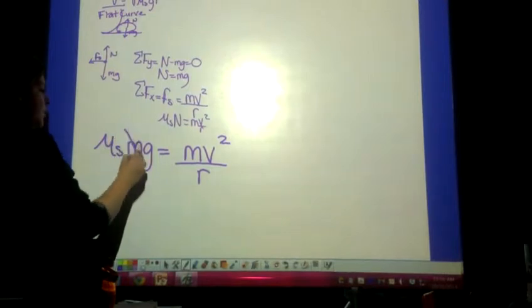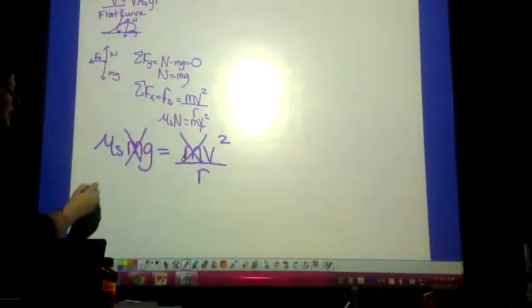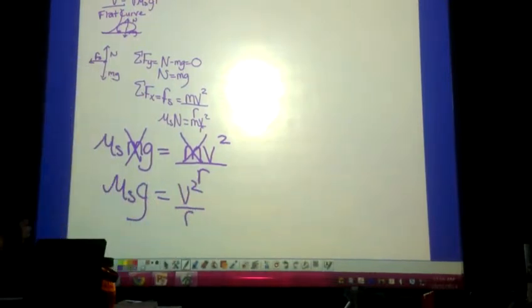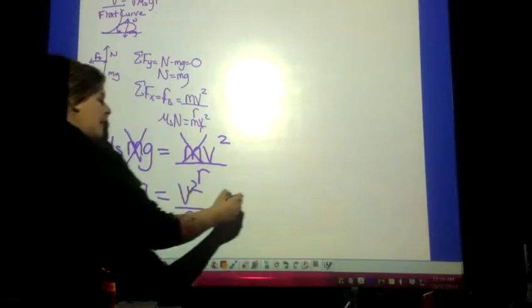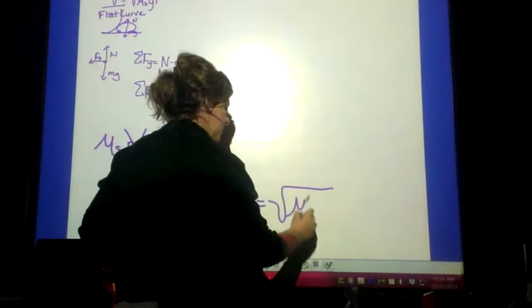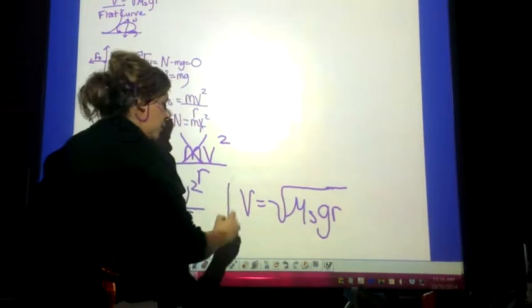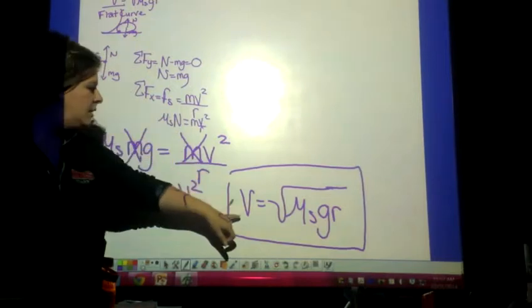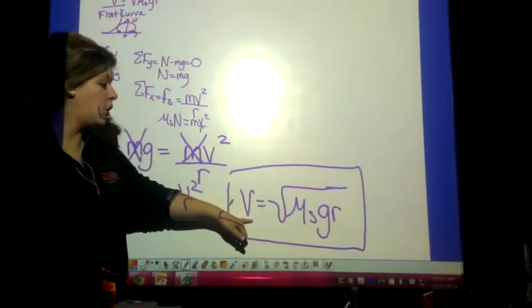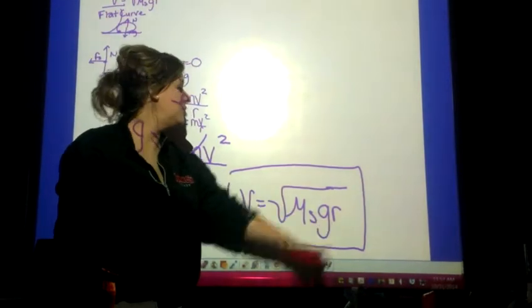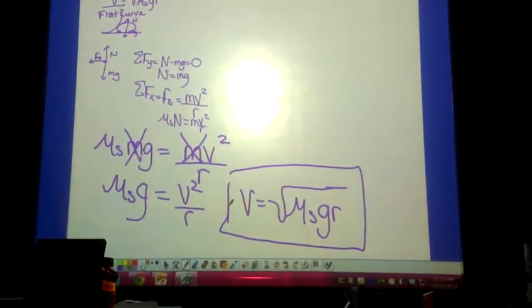Let me simplify this down even more. Mass on both sides, let me cancel that. So now I get mu s times g equals v squared over r. Now if I rearrange this for v, I would get v equals the square root of mu s times g times r. So all we did was use Newton's second law to derive that my speed on a flat curve, if I'm in a car, is equal to the square root of the coefficient of static friction times the acceleration due to gravity times the radius of how far my car is from the center of that circle.